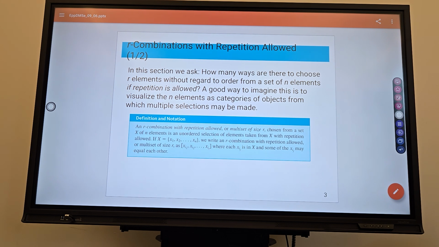If the set X equals X sub 1, X sub 2, etc., to X sub n, we write the R combination with repetition allowed, or a multiset of size R, as the list of elements in square brackets. You use curly brackets for the big set. The subset would be in square brackets, where each element X sub i sub j is in X, and some of the X sub i sub j may be equal to each other.